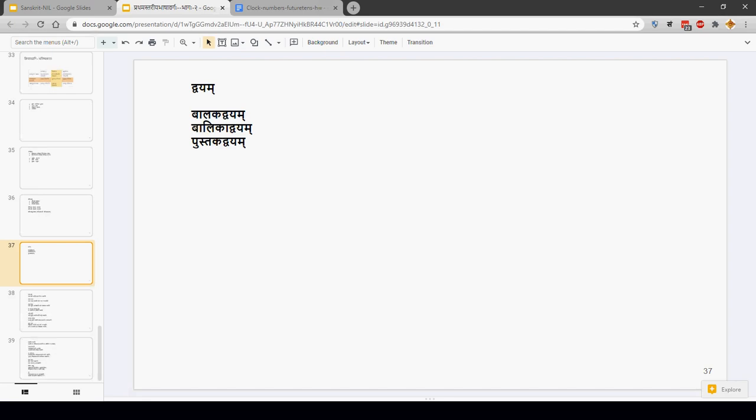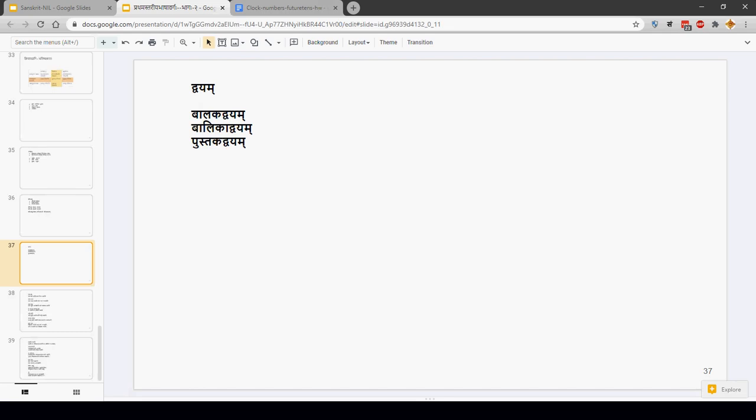And this one is dvayam. Dvayam is the word, a napunsakalinga word. It is usually attached to a noun base. Like examples are shown here, like balakadvayam. Balakadvayam means a pair of boys. Two boys, a pair of boys, a couple of boys.